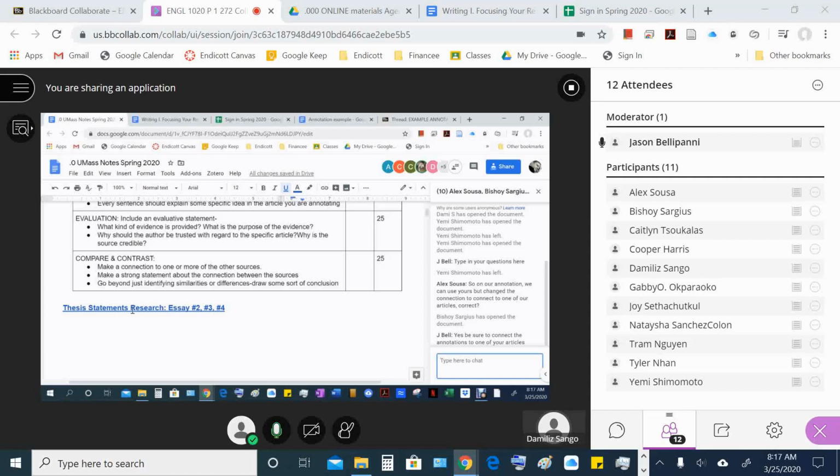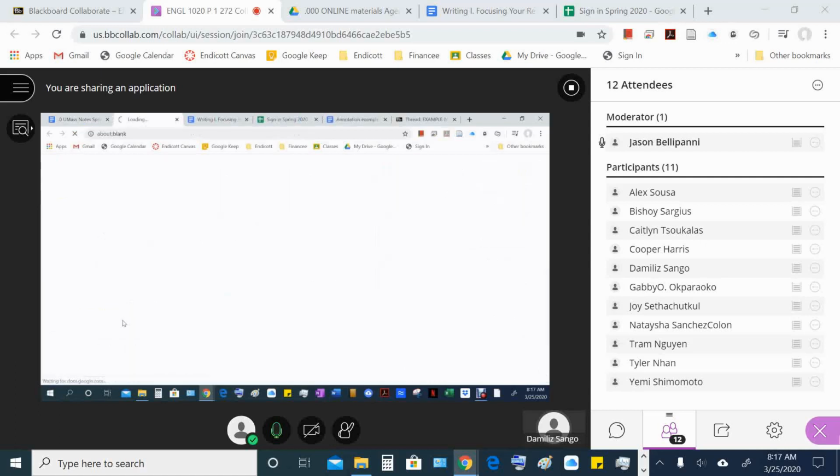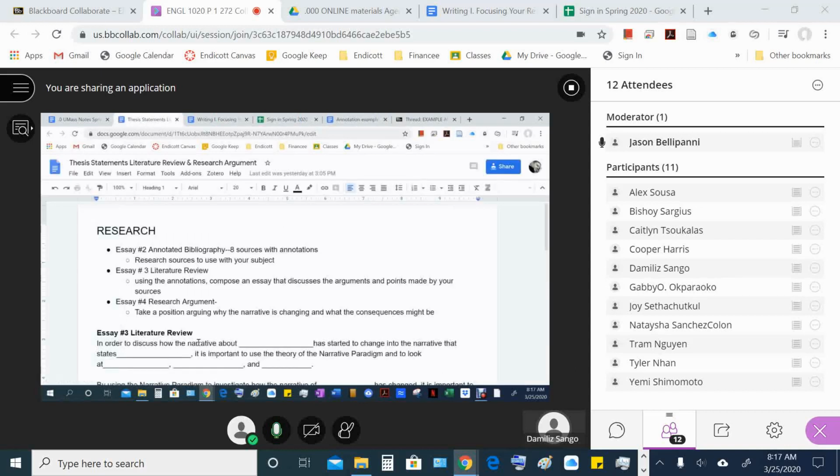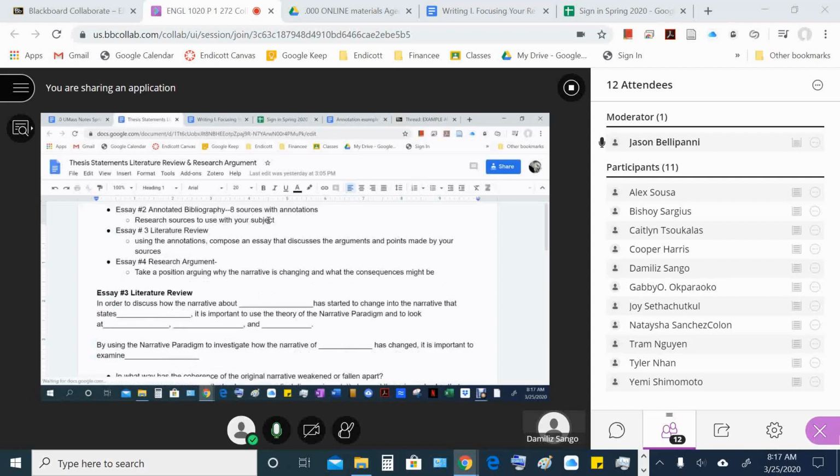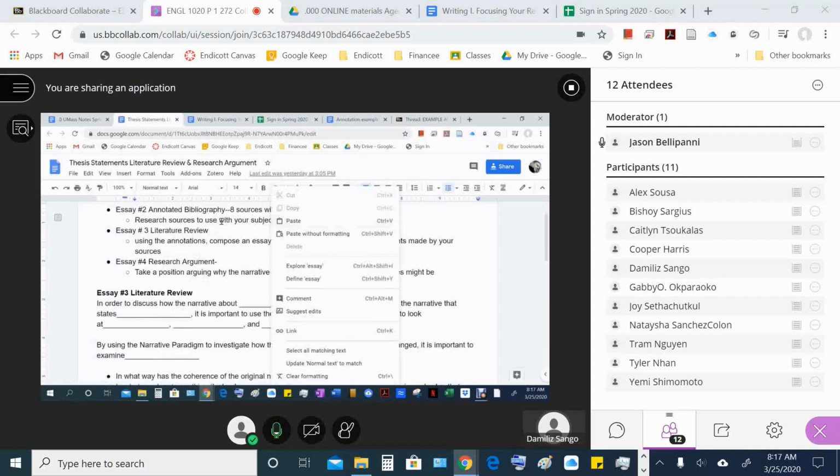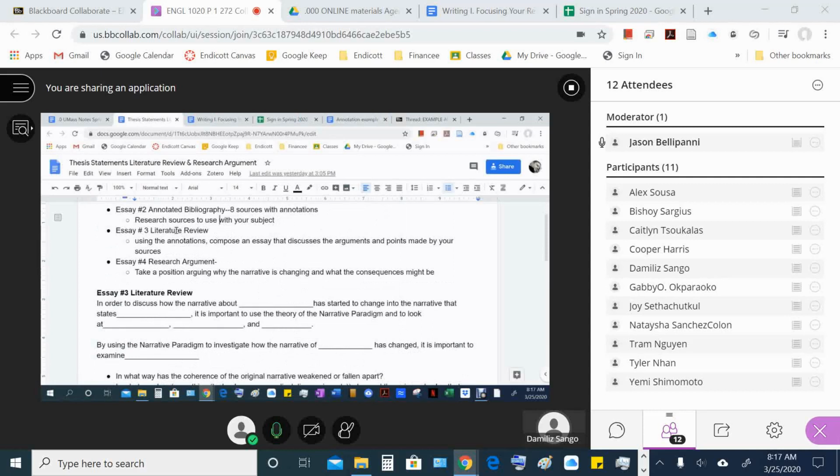Now I'm going to try to explain where we're going and get people to start thinking about the essays, the bigger essays. Here are the three big things that we're doing. Essay 2, which is an annotated bibliography, what we're doing this week. There's the literature review, and then there's the research argument, those two things.